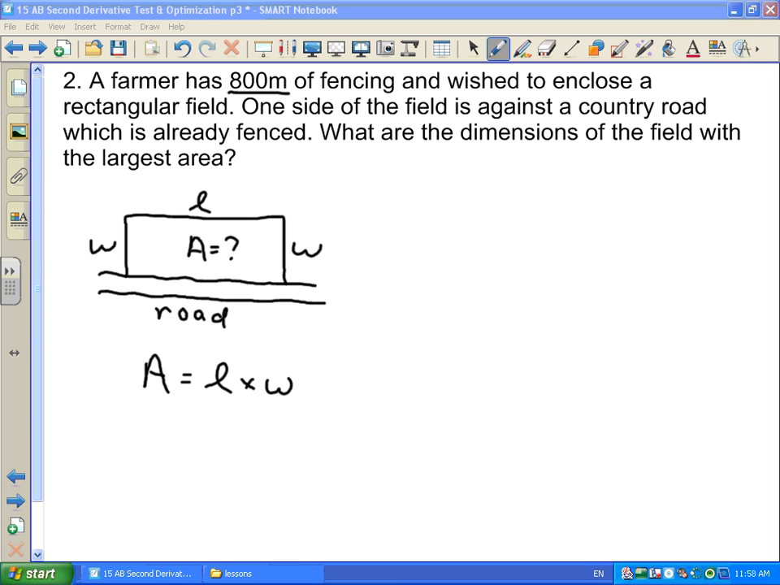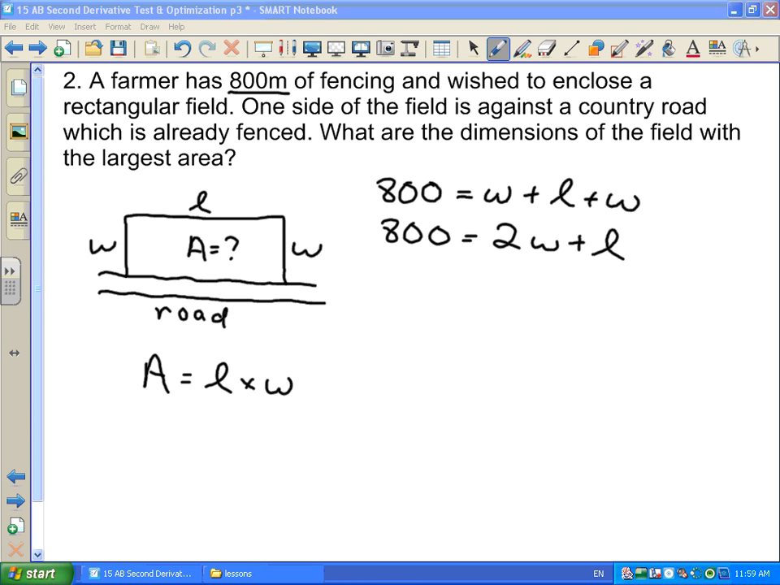So if we have 800 meters of fencing here, we know that that 800 has got to be one of our widths plus our length plus the third side, which is another width. So 800 is going to equal 2W plus L. So we can use this to express either length in terms of width or width in terms of length.